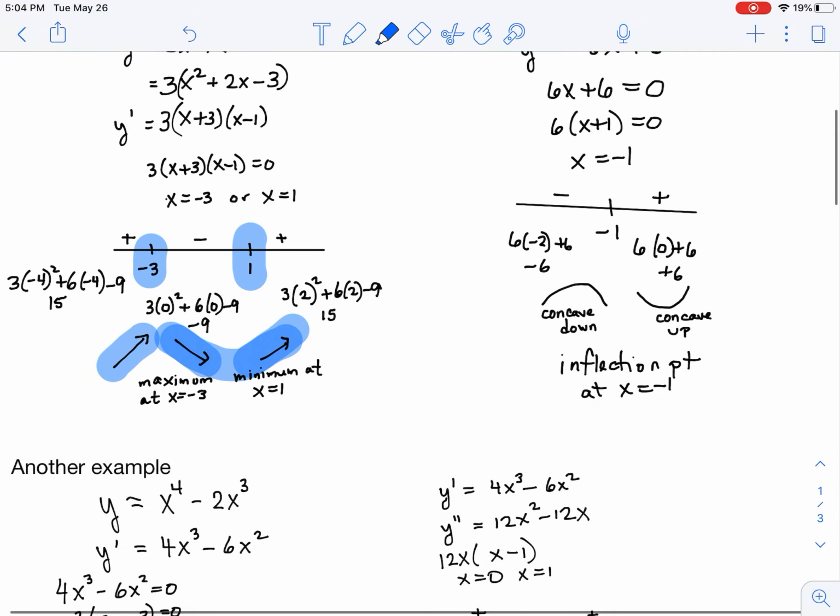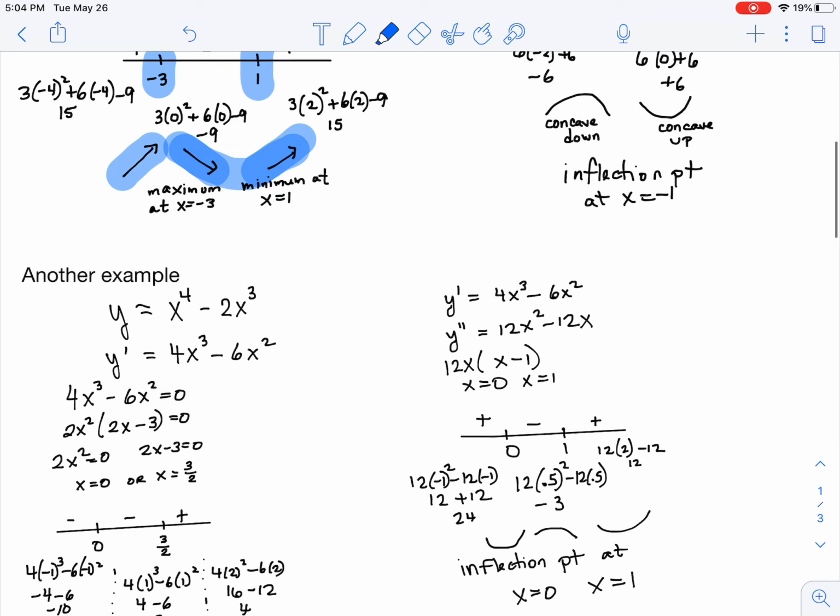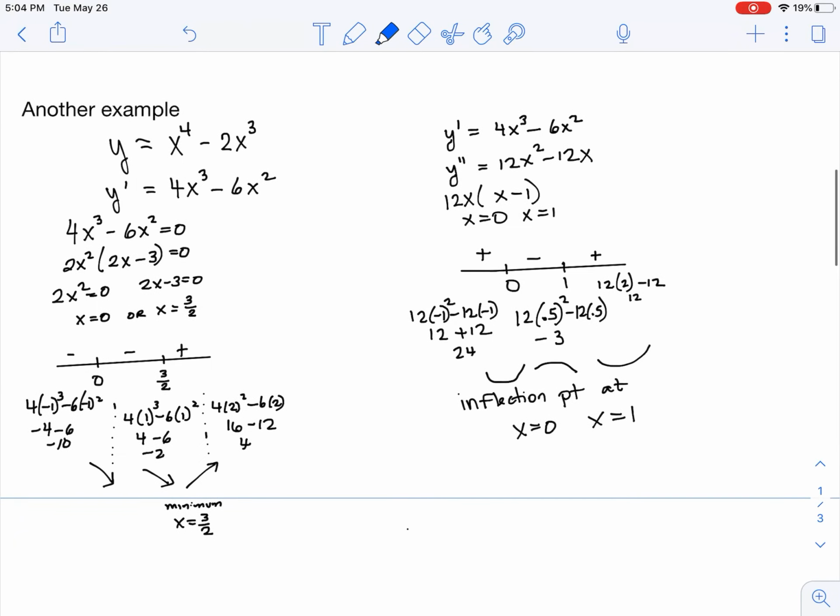So once I do that, I would then go back, and if I have the function like I do here, I would graph it and see if all those things match up. And they do, so you're like, woohoo, way to go. All right, so here's another example.